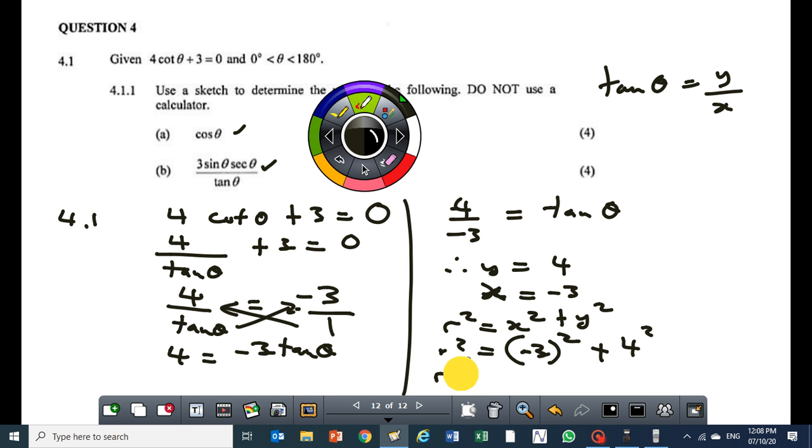So this is r squared equal to 9 plus 16. And when you simplify, then you get r squared equal to 25.